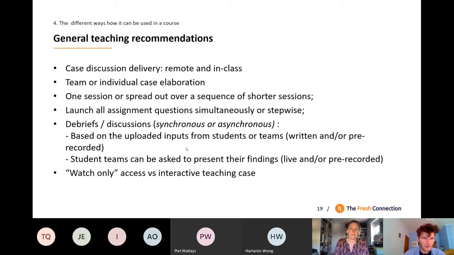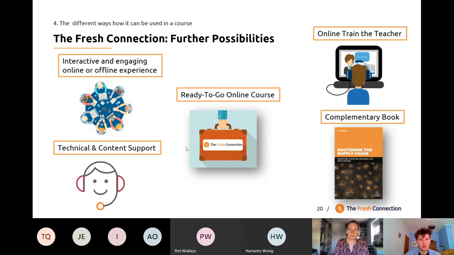As I said, the concept we are using for this teaching case is a watch-only concept. So your students have access to the Fresh Connection, but they cannot play. But there are also, I mean, most of you know the Fresh Connection already, but for those of you who don't know it yet, different ways you can use the Fresh Connection also in an interactive setup. And I want to give you some insights into what is possible there on this slide.